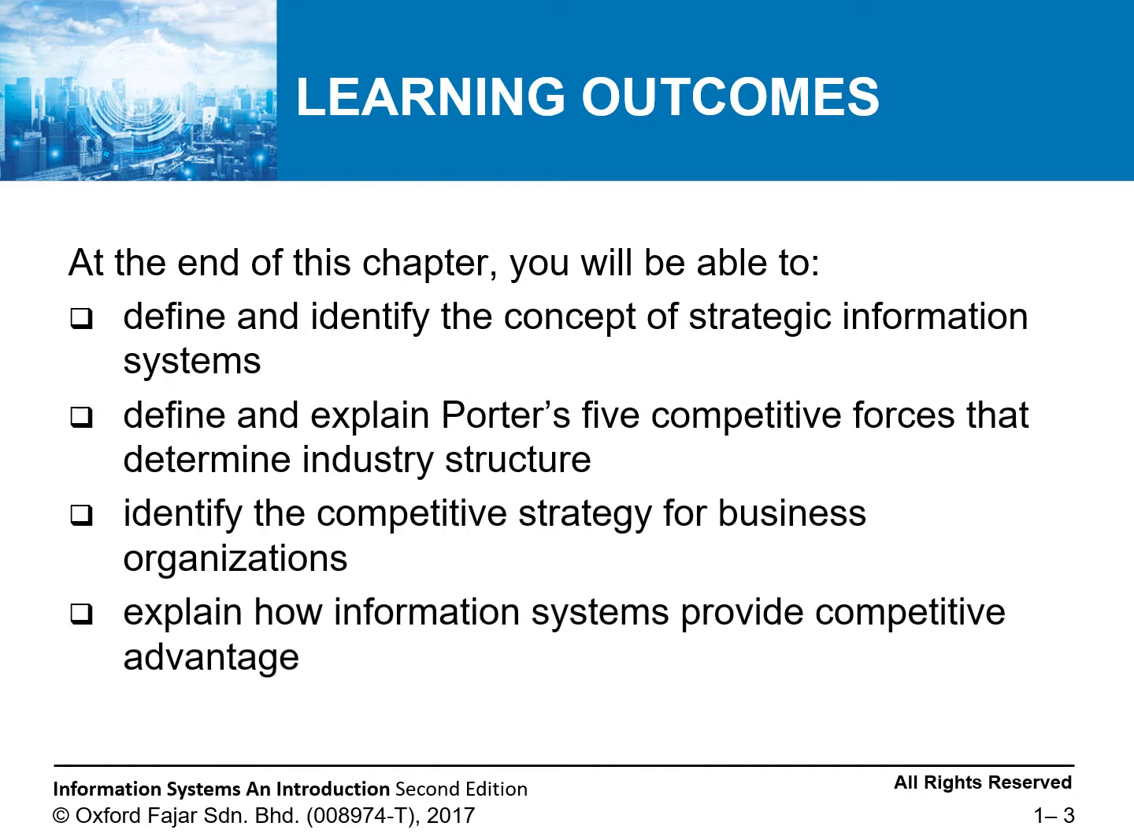The learning outcomes for this chapter: you should be able, first, to define and identify the concept of strategic information systems, and define and explain Porter's five competitive forces that determine industry structure. Next, you will be able to identify the competitive strategy for business organizations and explain how information systems provide competitive advantage.